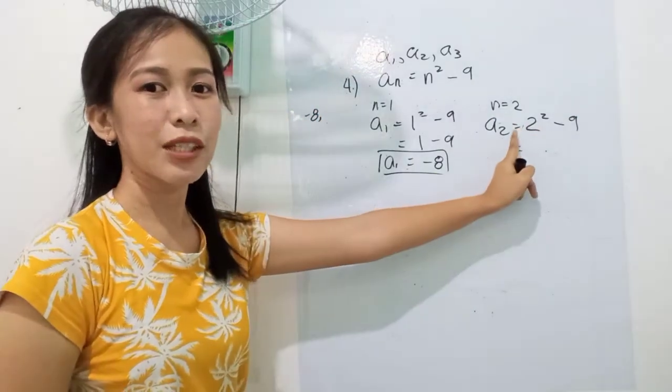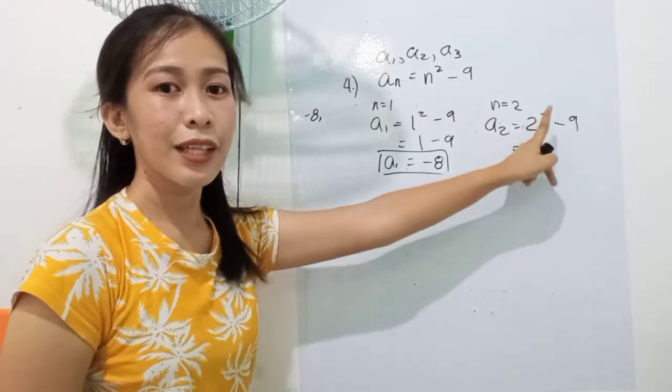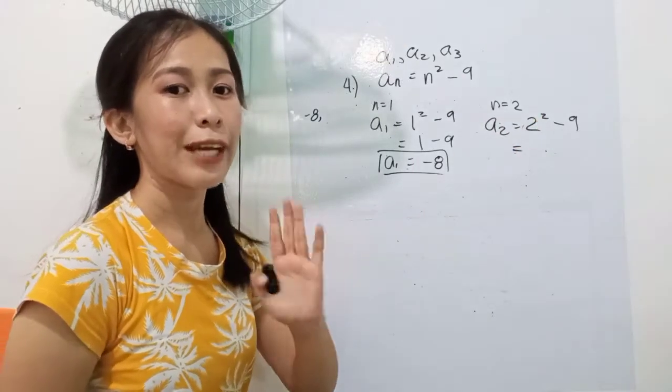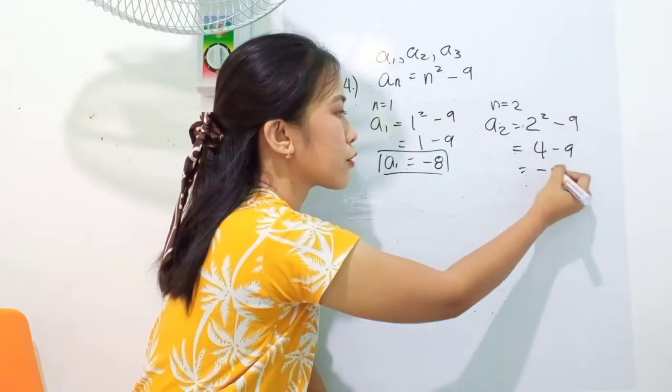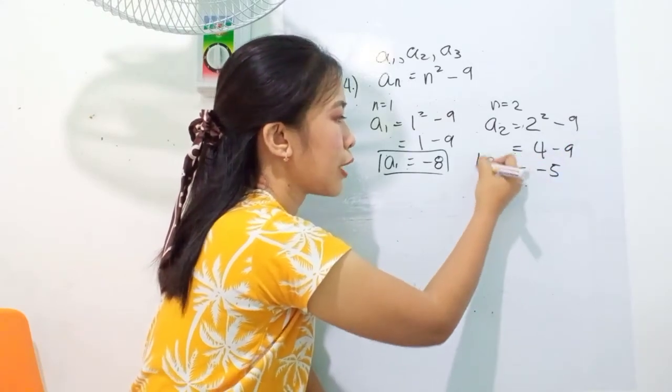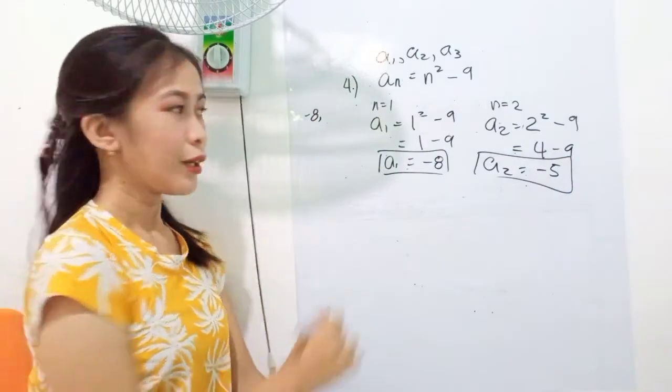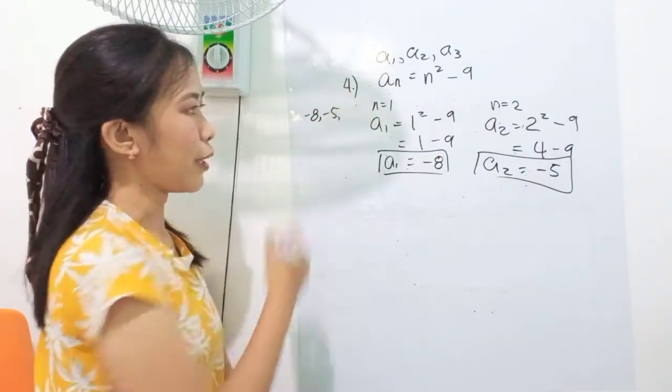Ilang beses natin i-multiply si 2 sa kanyang sarili? 2 po. Kaya yan ay 2 times 2. 2 times 2 is 4. Minus 9 is equal to negative 5. So, our a sub 2 is negative 5. Okay? And then, we have negative 5.